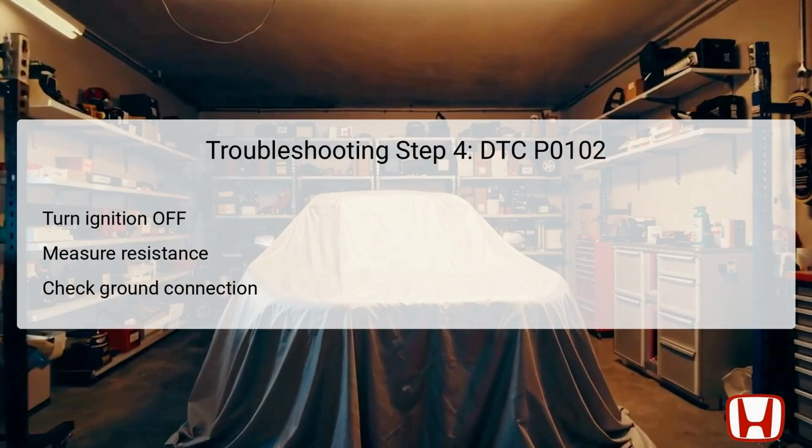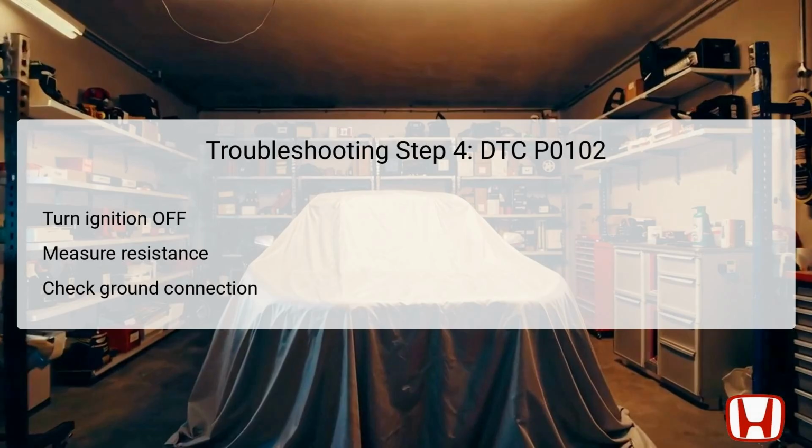After confirming the presence of battery voltage, the next troubleshooting step involves measuring resistance. Start by turning the ignition switch to the lock position. Then, measure the resistance between the corresponding terminal number 3 of the MAF IAT sensor connector and body ground. The acceptable range for this resistance should fall between 190 kiloohms and 210 kiloohms.